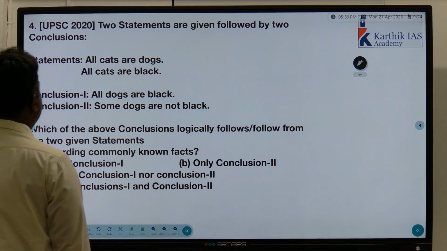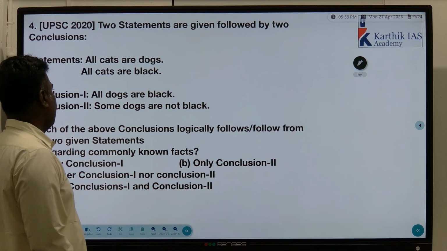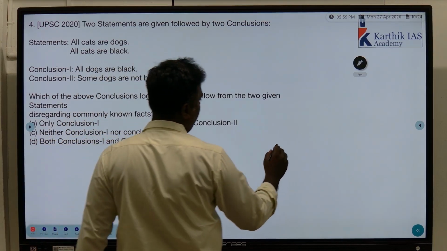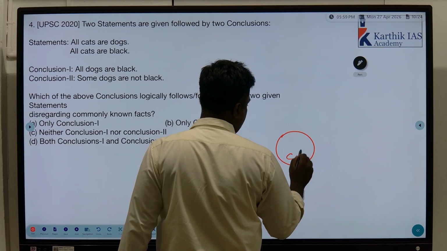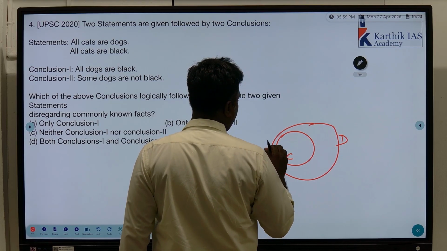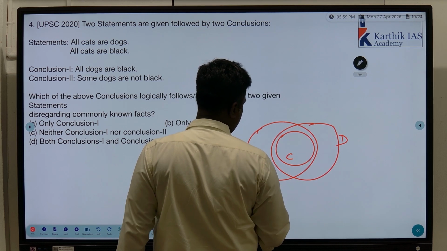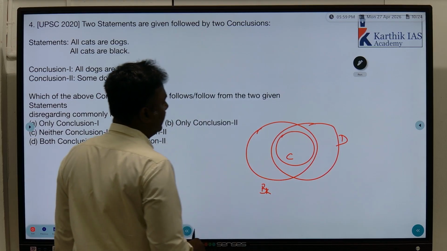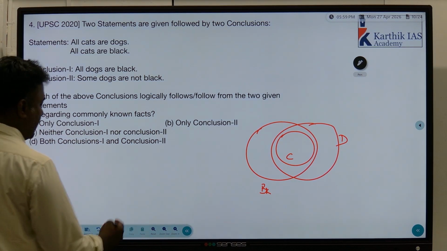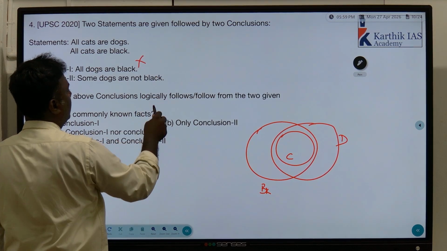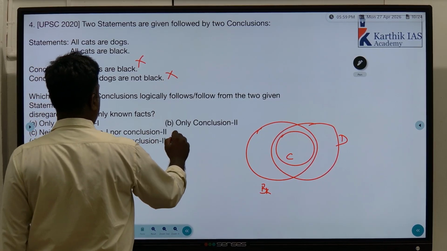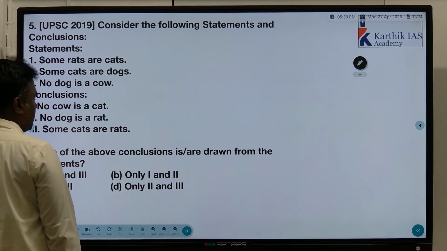But yeah, 2020. All cats are dogs. All cats are black. Okay, all cats are dogs. Cat, dogs. All cats are black. So like this we can draw. All cats are dogs. All cats are blacks. All dogs are black. That we can't say. Understand? Some dogs are not black. That also we can't say. Neither conclusion 1 nor conclusion 2.